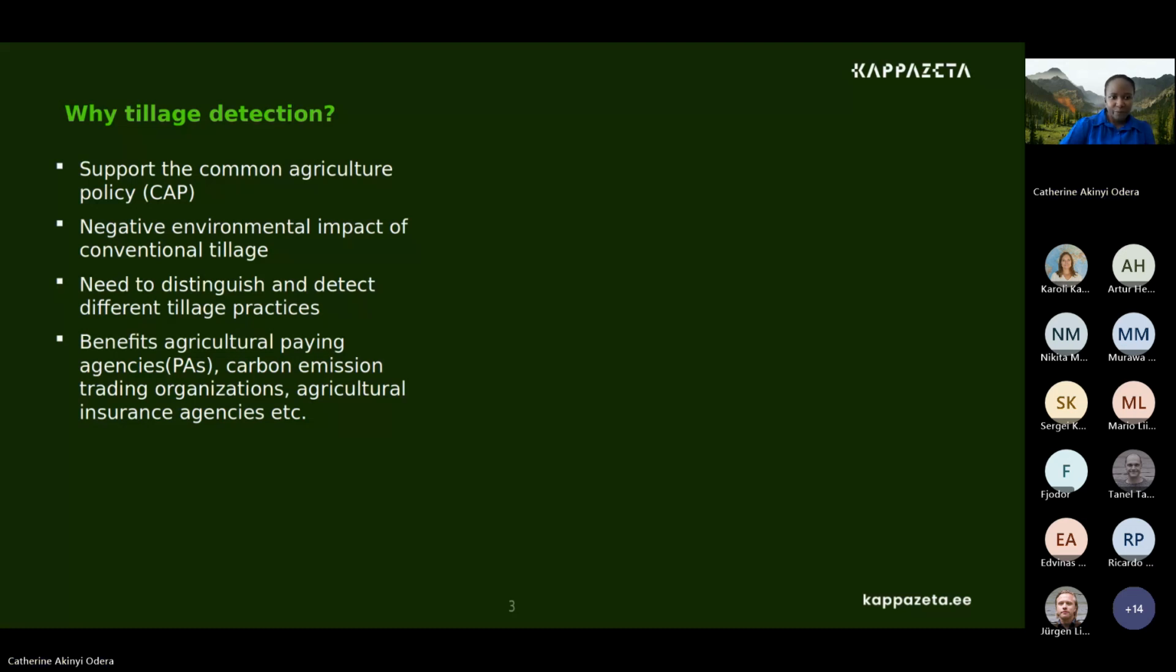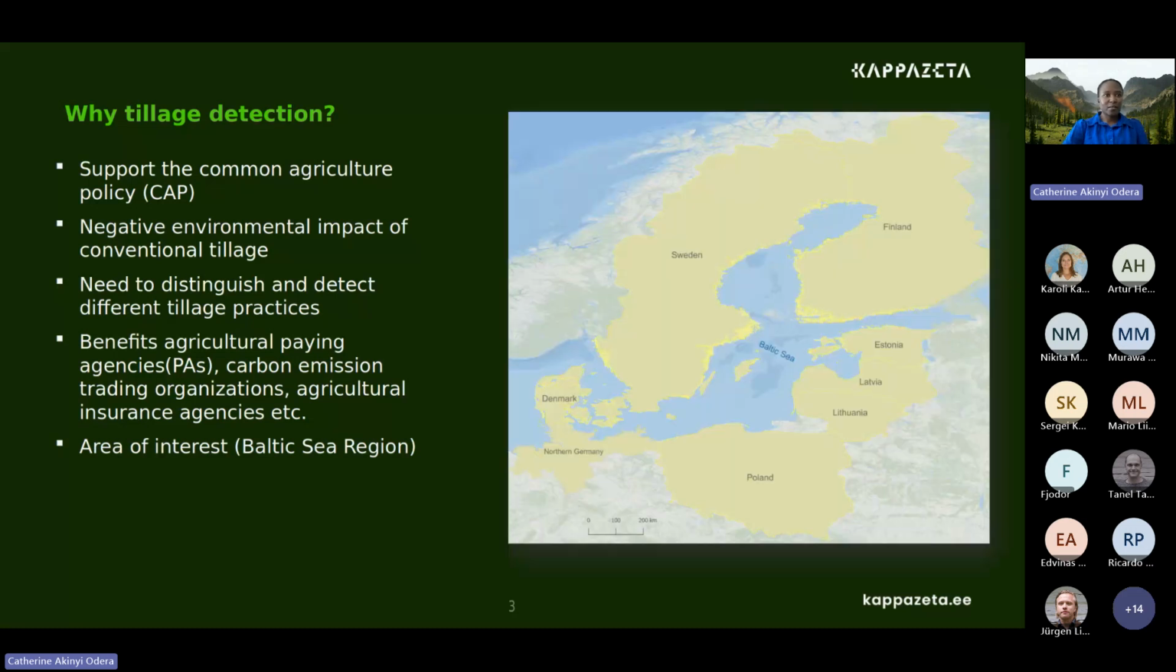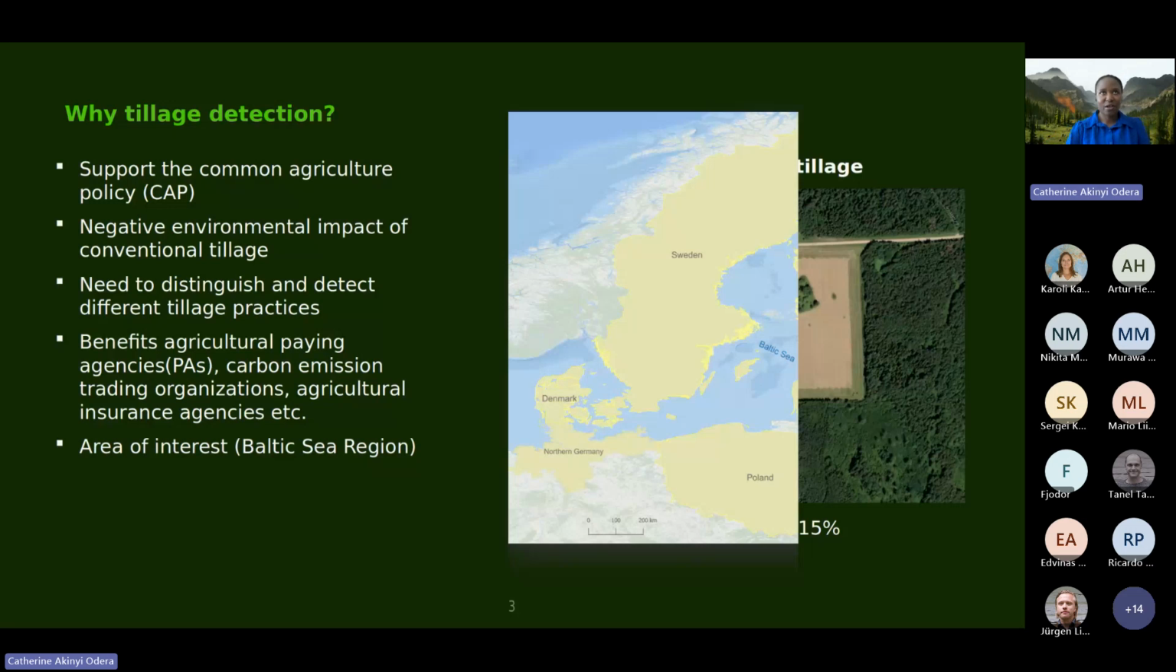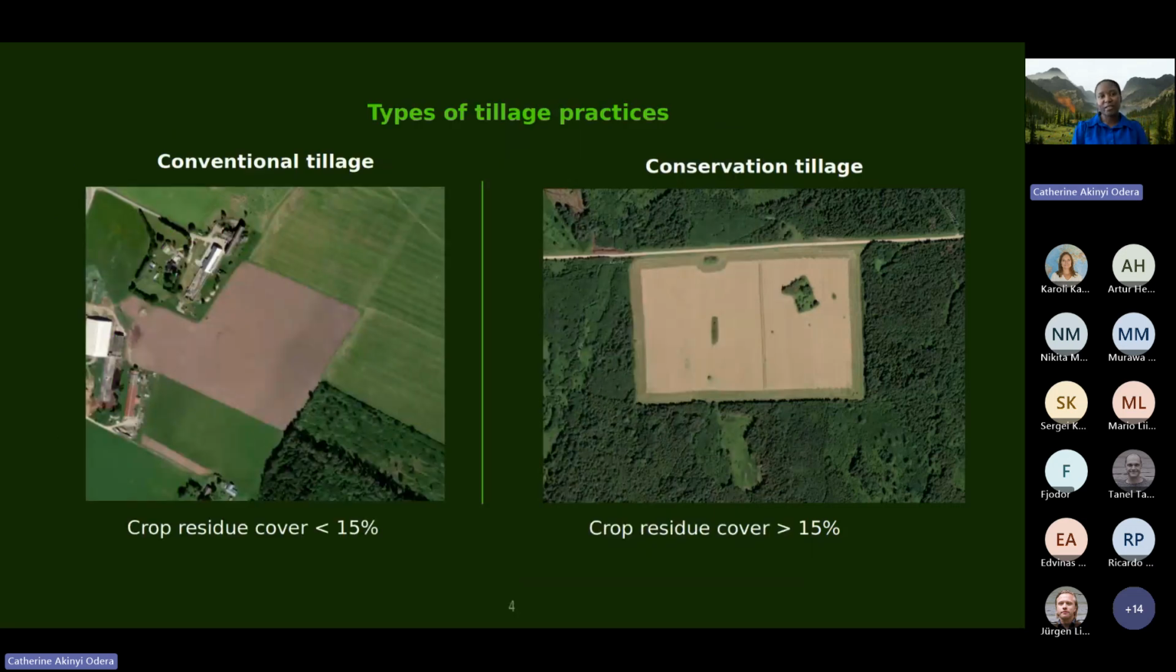I will now move on to talking about the area of interest. For this project, we were focusing on the Baltic Sea region, which comprises 8 countries. That is Sweden, Finland, Estonia, Latvia, Lithuania, Poland, Northern Germany, and Denmark. So the results that we'll be showing you in the third segment will be focused on these 8 countries. And so I'll move on to talk a bit about the types of tillage practices.